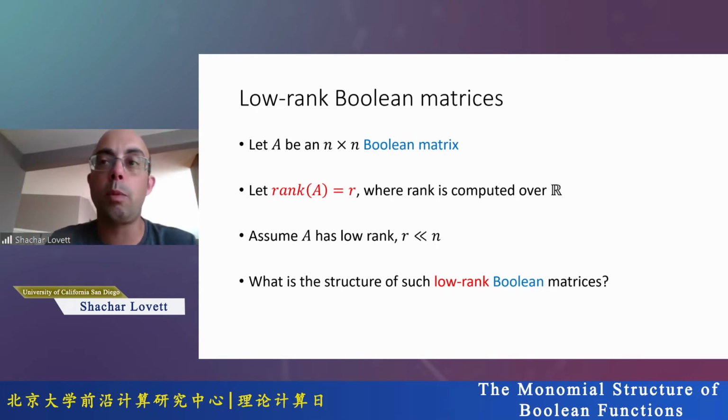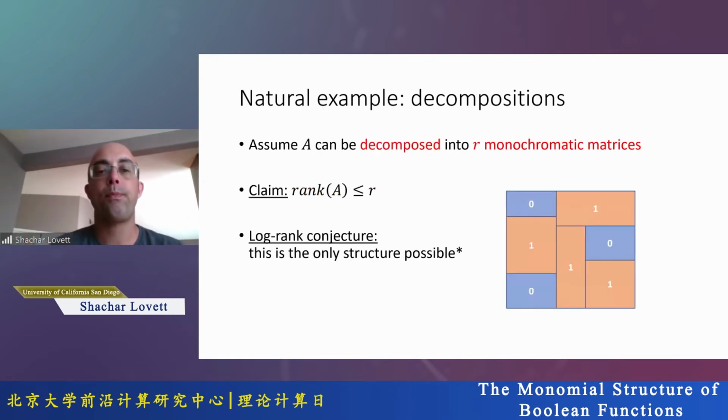What we're going to care about is a regime where the rank is really low. A random matrix is going to have rank close to n. Here we think of the rank as being much less than n, maybe log n or polylog n, really below n. The question we're going to ask ourselves is, what is the structure of such low-rank Boolean matrices? How can we construct them? Here's one way to construct them.